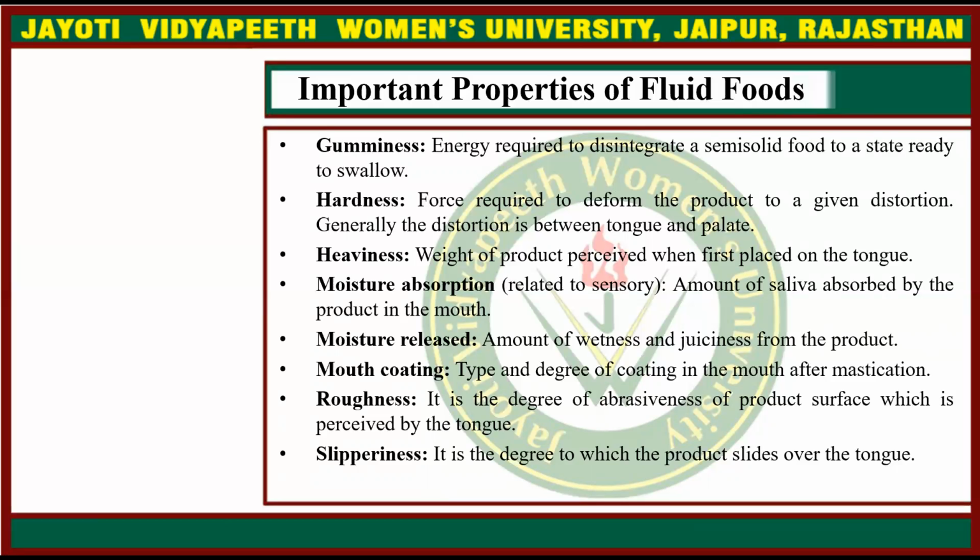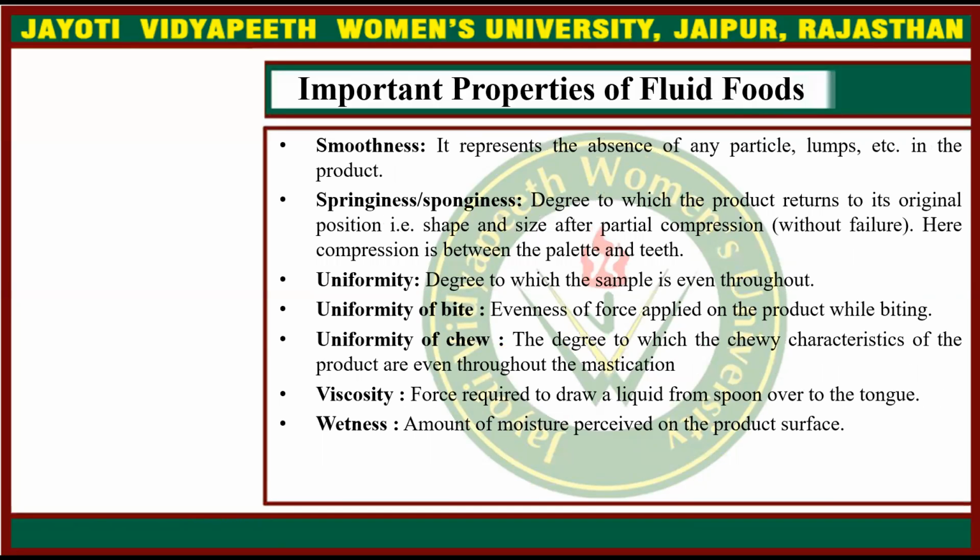Heaviness is the weight of product perceived when first placed on the tongue. Moisture absorption is related to the sensory amount of saliva absorbed by the product in the mouth. Then moisture release: amount of wetness and juiciness from the product. Mouth coating is the type and degree of coating in the mouth after mastication. Then roughness: the degree of abrasiveness of the product surface, perceived by the tongue. Slipperiness: the degree to which the product slides over the tongue. Then smoothness: the absence of any particles or lumps in the product, just like chocolates.